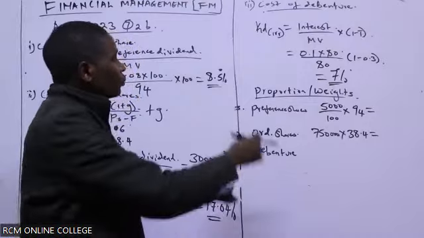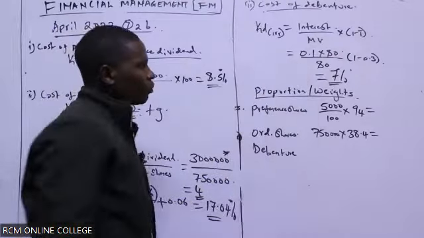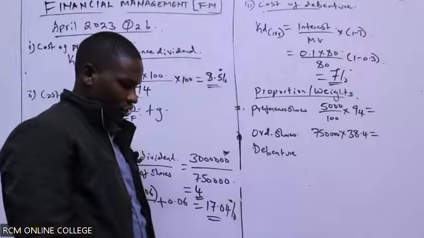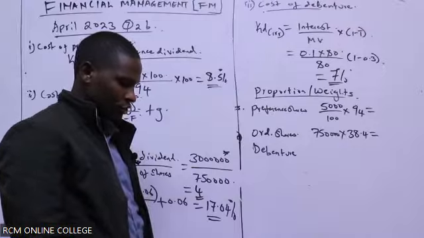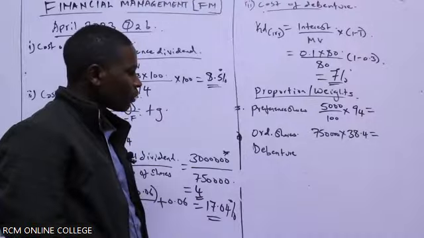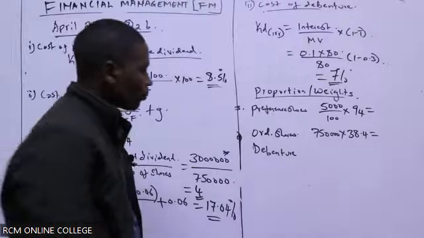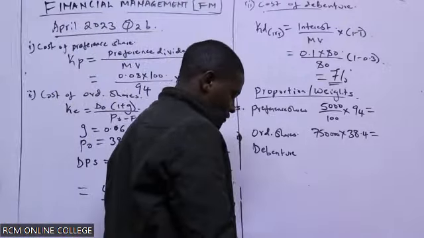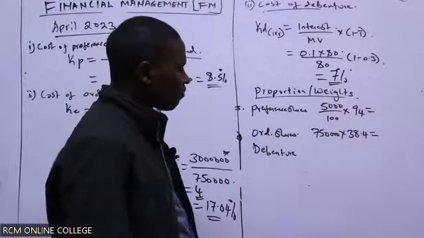But now after computation, ama after what they have told us, tumeona par ni ngapi? Ni 80. Tumeona par ni 80. So our debenture itakuwa namna gani? Debenture yetu, I can see we have a value of 7,500, right? Yeah, it's 7,500. And we don't have par in this case.